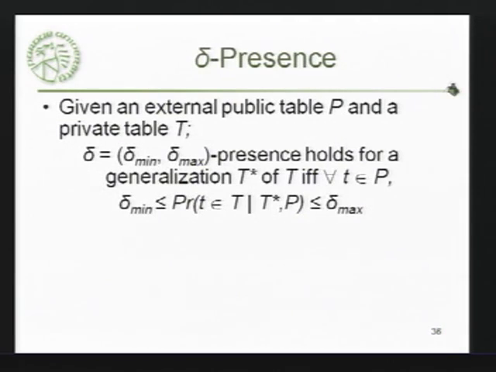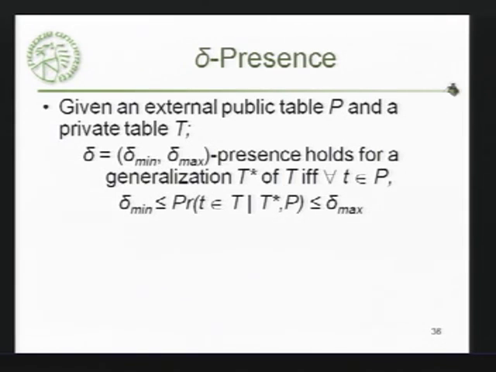So what delta presence does is it's a definition that says privacy is preserved if an adversary's estimate of the probability that someone appears in this data set is between some upper and lower bound, between delta max and delta min.